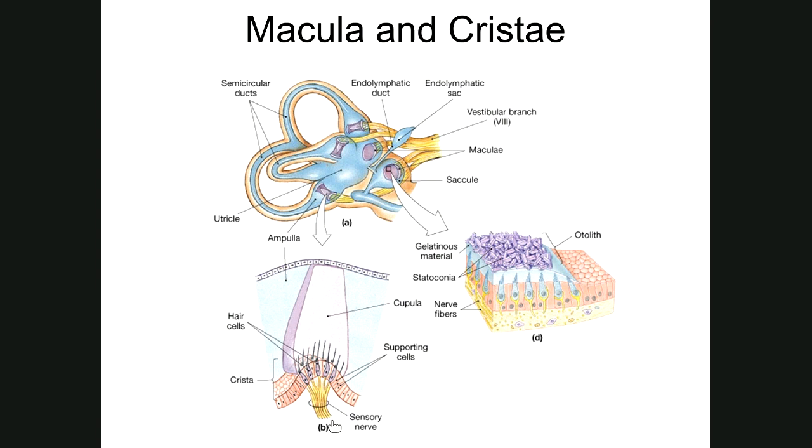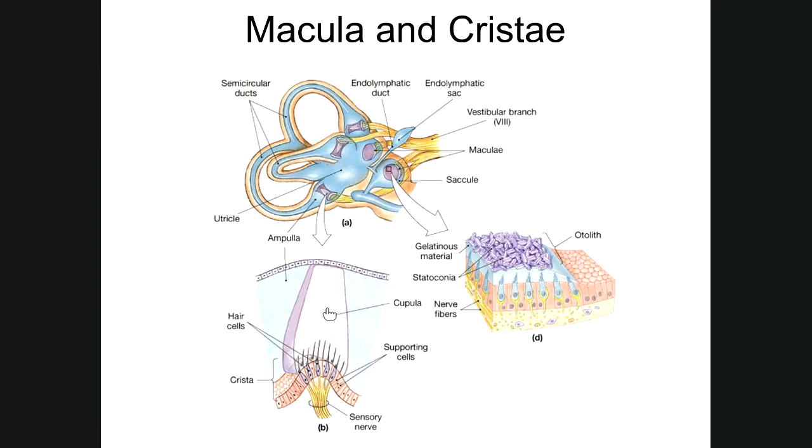So within the ampulla are receptors called cristae, C-R-I-S-T-A-E. Now single is crista, which you can see right there. These structures are responsible for interpreting movement through space, such as accelerating, rising, or falling. This type of equilibrium is called dynamic equilibrium. So these cristae are the receptors for dynamic equilibrium. And you see they have a cupula.